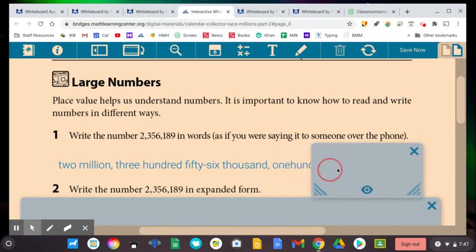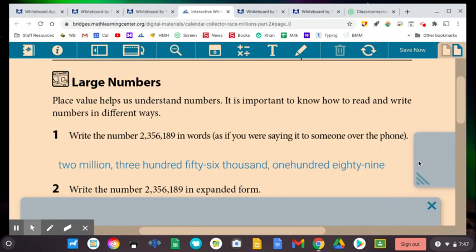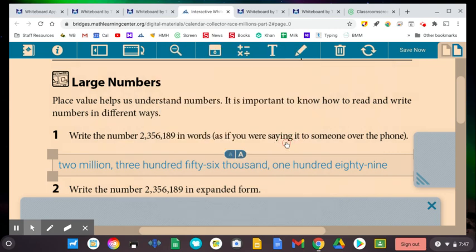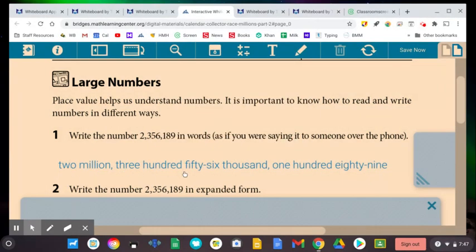Okay, what do we have? 189. Uh-oh, no space there. Let's put a space in that. Have to correct that, you know. Okay, so there we go. 2,356,189. Notice that right here, 56 and 89 have hyphens in them. Both of those contain hyphens.